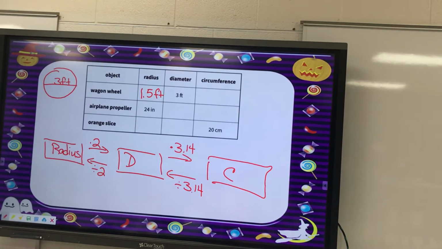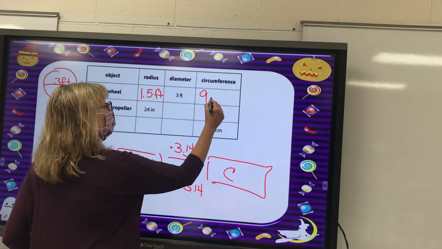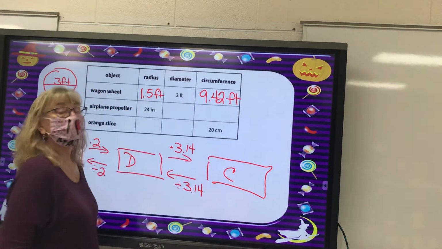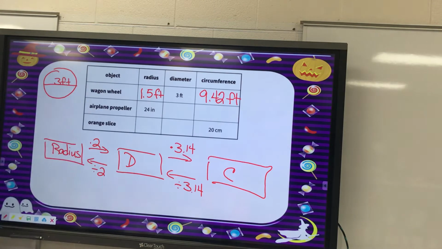All right, so if we're multiplying 3 times 3.14, what do we get? 9.42. Do we agree with him? Okay, and it's going to be feet because it's distance.